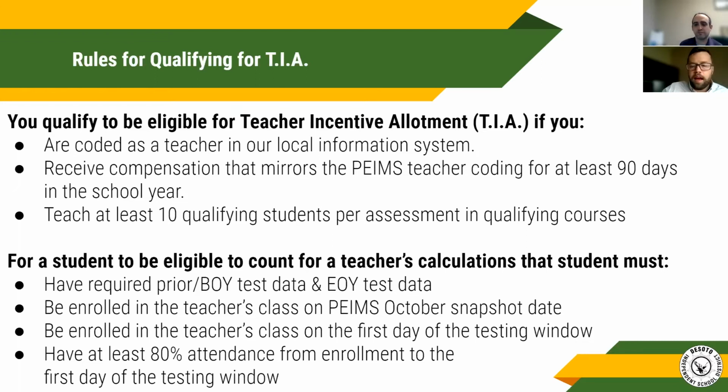And I'll just jump in real quick on this, Josh. I think the important thing for teachers to know is that for students to qualify, we want you to have actually had the ability to impact and grow them in this process. We don't want them counting against you if you haven't had that ability. And so the way that it's being defined is that they've been in your class for the majority of the year, from the PEIMS snapshot date, at least through the testing window, and that they've been coming to class at least 80% of the time. So that's a little bit of the reasoning for that.